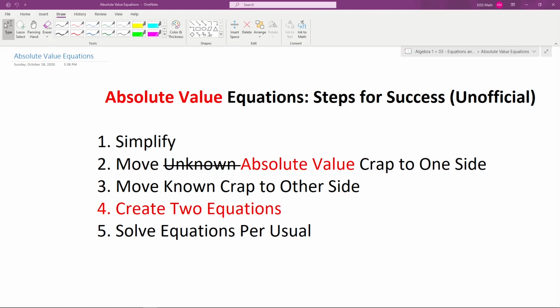This time around, instead of isolating a variable, we have to try and isolate the entire absolute value expression. Once you do that, you'll make two equations, one for the positive answer and one for the negative answer. Allow me to demonstrate.